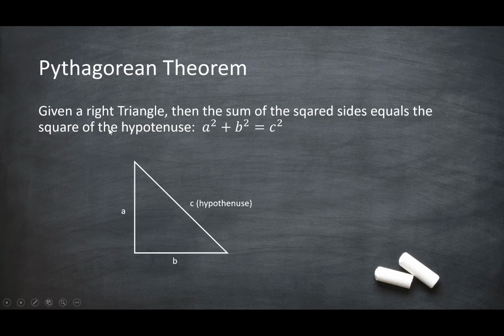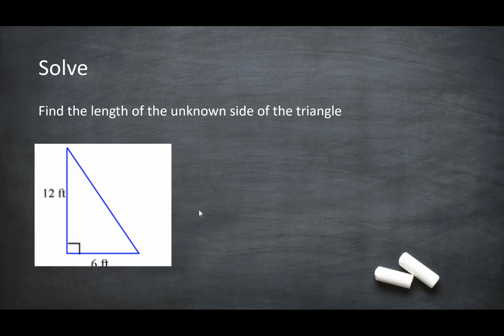So we know from the Pythagorean theorem that the sum of the squared sides, so a squared plus b squared, has to equal c squared. So we can use this to solve some very simple geometry type questions. So let's take a look-see.